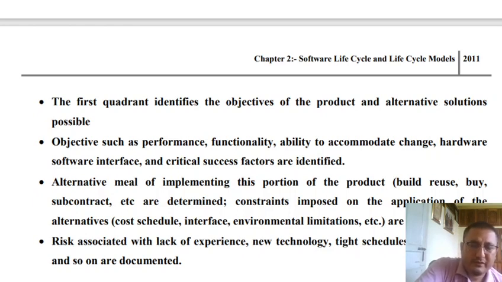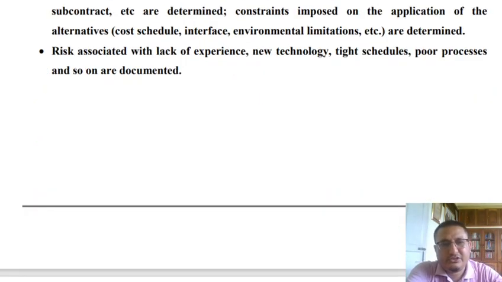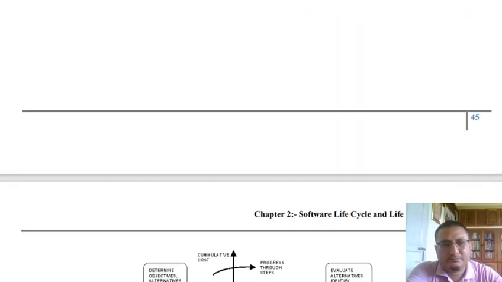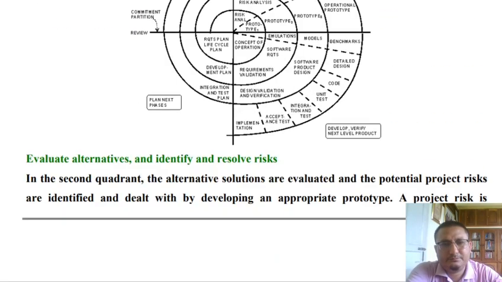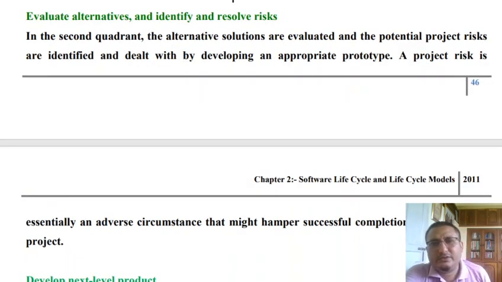So in the first phase of the spiral model, that is, identify objectives, alternatives, and constraints, we identify objectives. With each and every identified objective, we identify a set of alternatives. With each and every set of alternatives, we associate constraints. Now, once the first phase is over, the next phase is initiated. The next phase of the life cycle model is evaluate alternatives and identify and resolve risks.